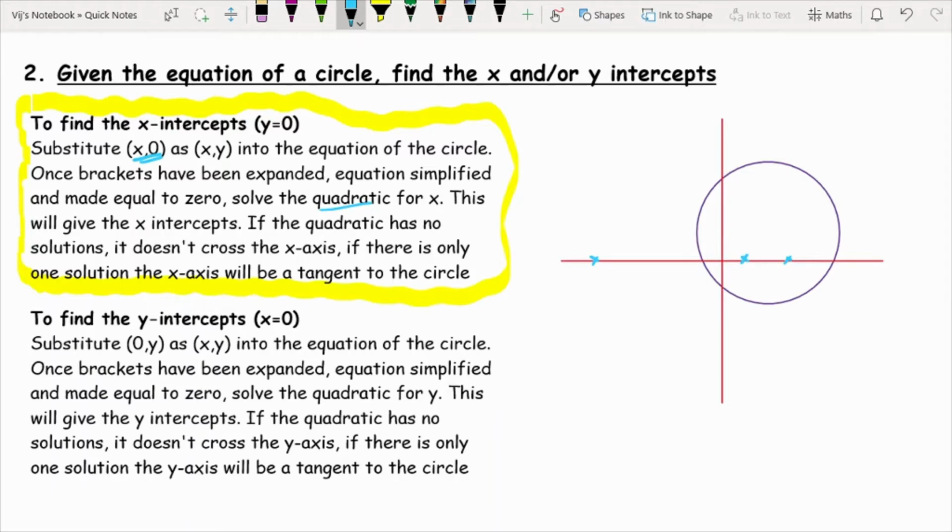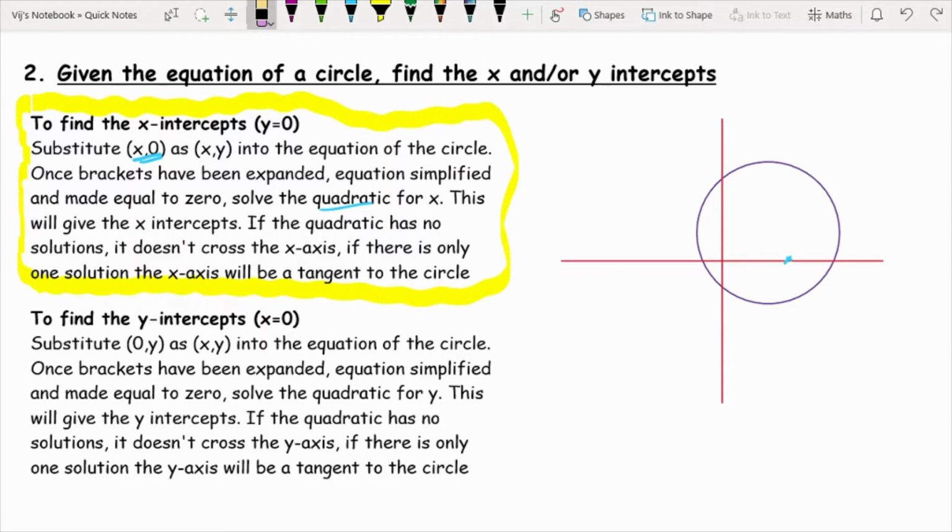Now once you've done that, what you then want to do is solve that quadratic equation, and that will give you the x ordinates. Obviously the respective y ordinates for that are going to be 0, so it's good practice for you to write the answers as a coordinate as it is related to a graph.